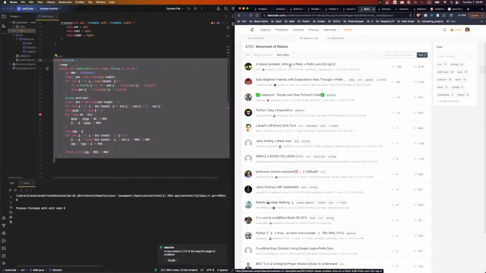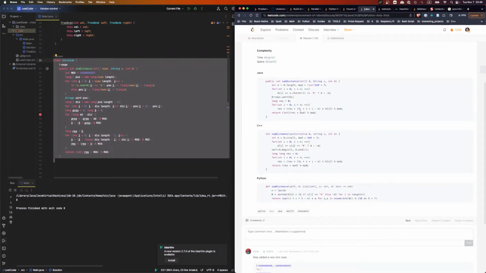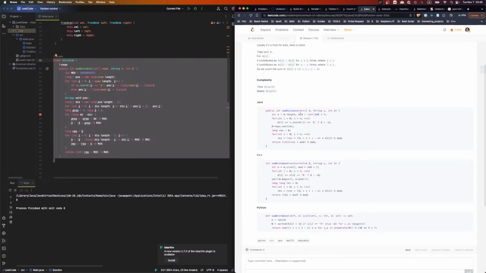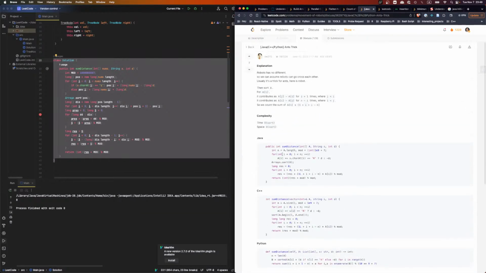Prefix sum trick, let's see. Yeah, you're kidding me. So we figured this one out, right? This is where we didn't figure out. Wait, what does 1L mean? One long.